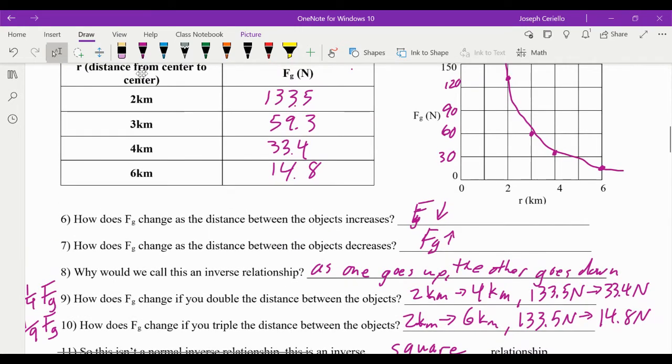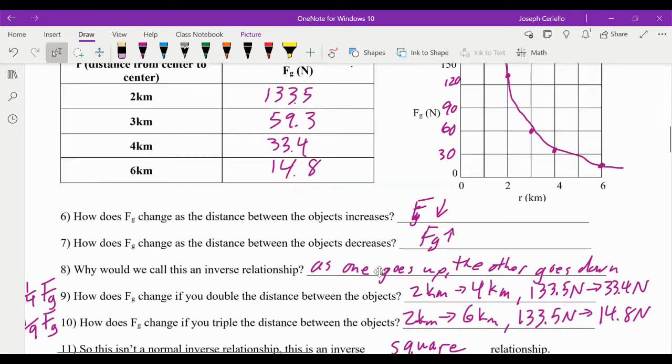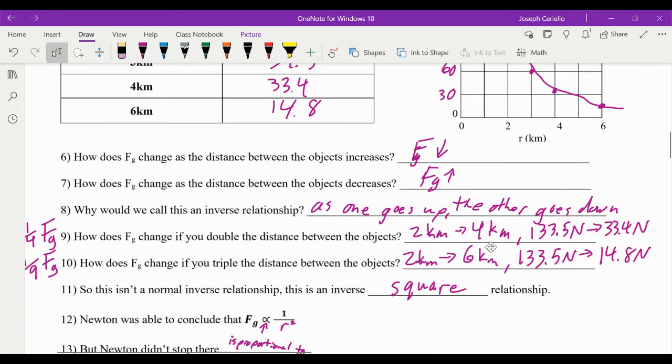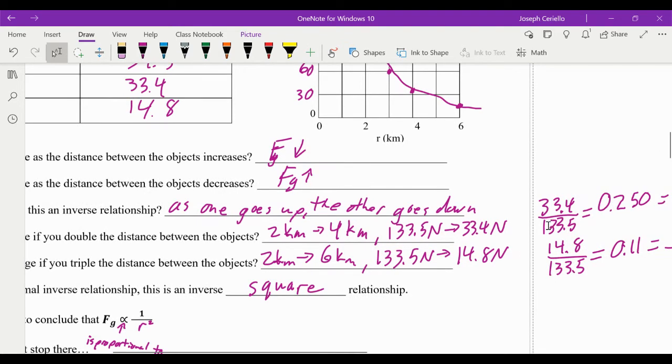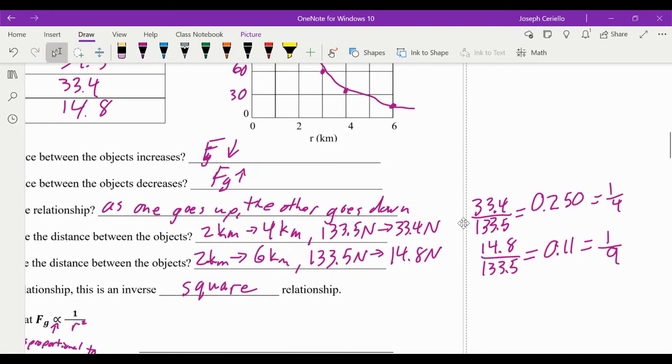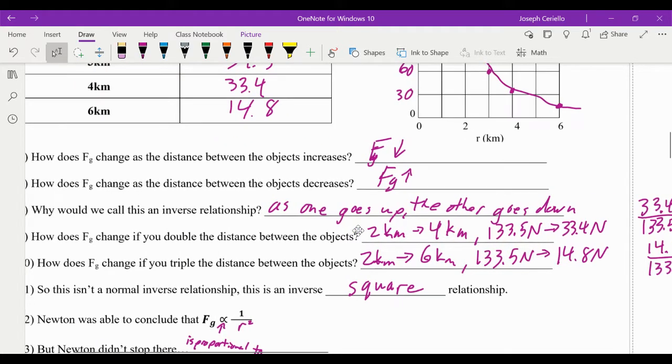So when we double the distance, that would be like going from 2 to 4. Our force went from 133.5 to 33.4. Well, how much did that go down by? Hopefully you notice that's not half. It didn't get halved. Let's see. 33.4 over 133.5 is almost exactly 0.25, or 1/4. So when we doubled the distance, we actually got 1/4 the force of gravity.